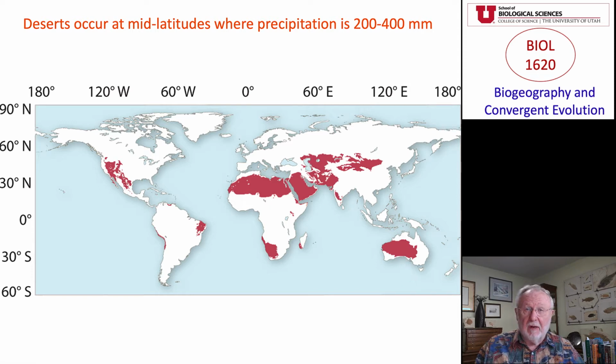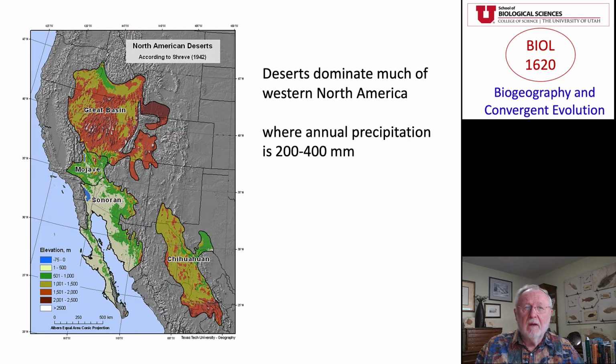If I was to describe it generally, I would say precipitation is generally between 200 to 400 millimeters in our deserts, but it can be as low as 25 to 30 millimeters when we get down to the Dead Sea in Israel or into the drier parts of Death Valley in California.